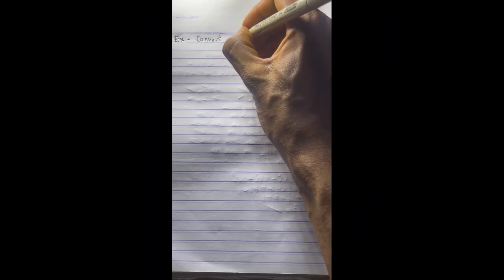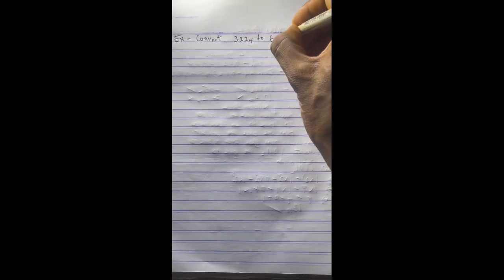Alright, so now looking at another example, example 2. Convert 322 base 4 to base 10. Are you with me? Solution. From the question, we have 322 base 4. So what do we do here now? We assign the powers, starting from the right-hand side: 0, 1, 2. Are you with me? Good.